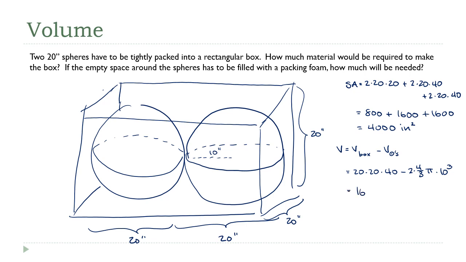Okay, so what does this come out to then? This is 16,000 minus 8,373.3 is what my calculator tells me. And if we do the subtraction here, the space in between the box and the spheres is going to be 7,626.7 cubic inches.